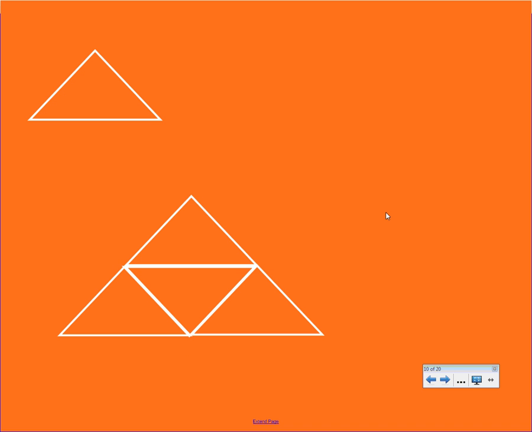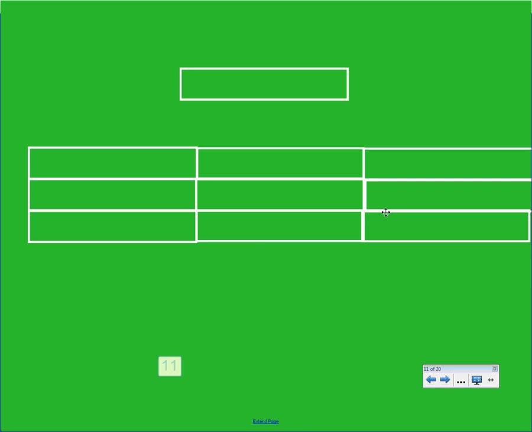How many times bigger would you say this larger triangle is? 2 times? I agree. 1, 2, or 1, 2, and coming up the left side, 1, 2. How much bigger is the area? 2 squared? 1, 2, 3, 4. 4 times bigger.